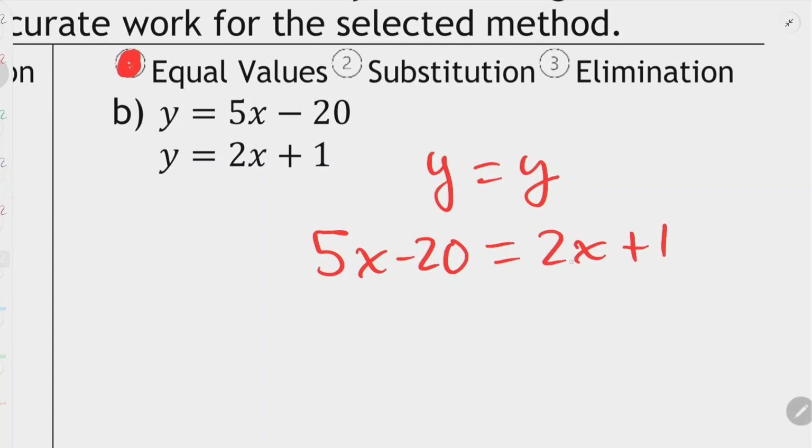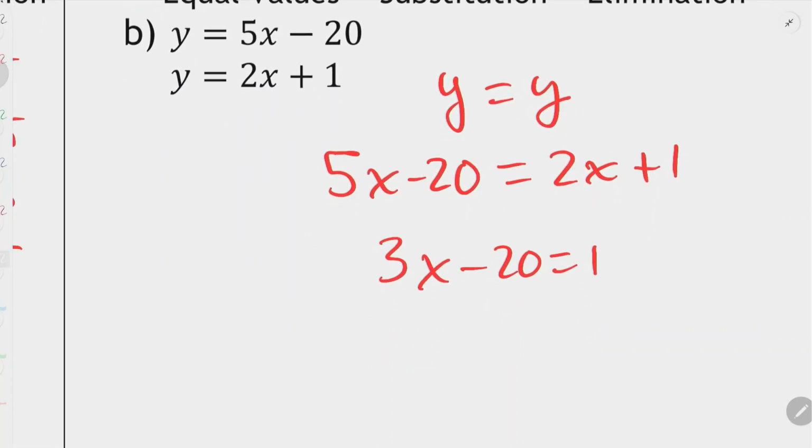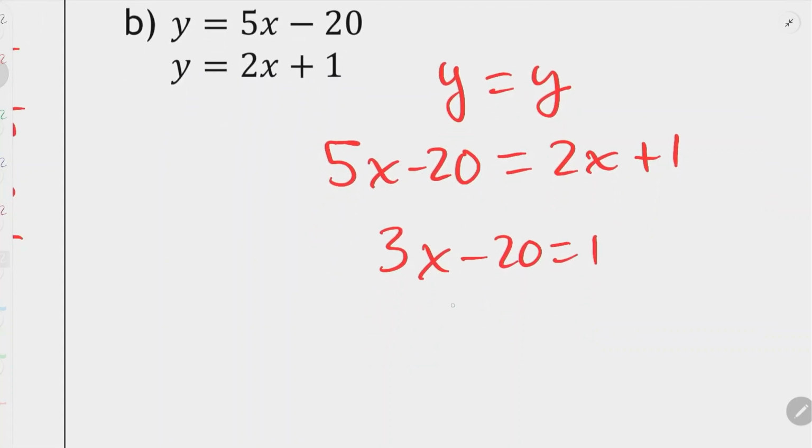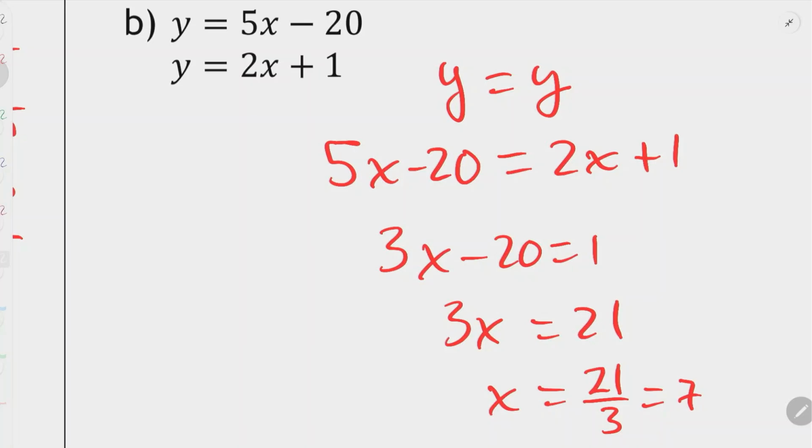When I do that, I'm going to get 3x minus 20 is 1. Add 20 to both sides. Adding 20 to that side, add 20 to the other side. And now I'm dividing both sides by 3, and I get 21 over 3, which is 7. So x is the number 7.